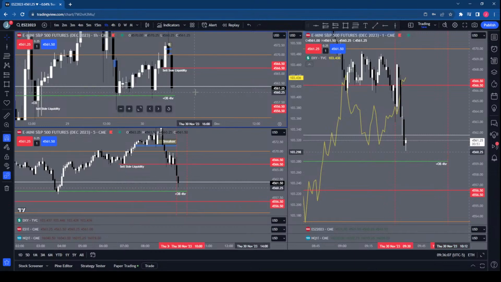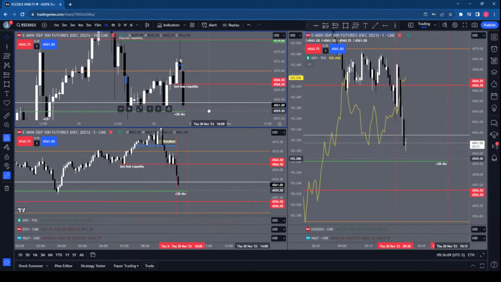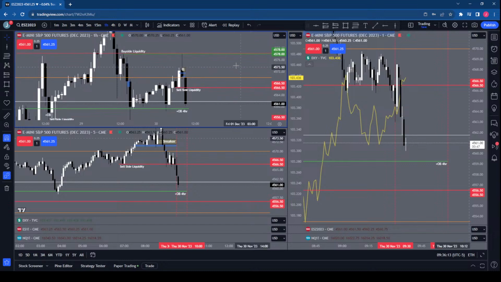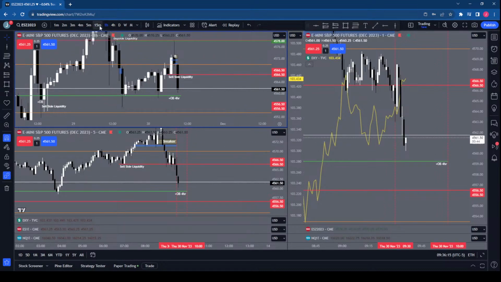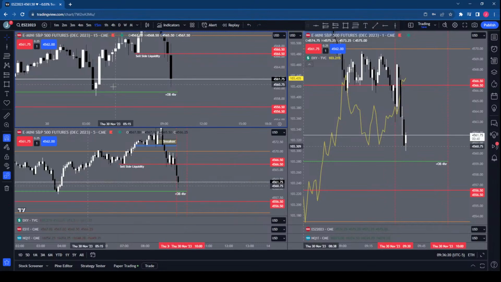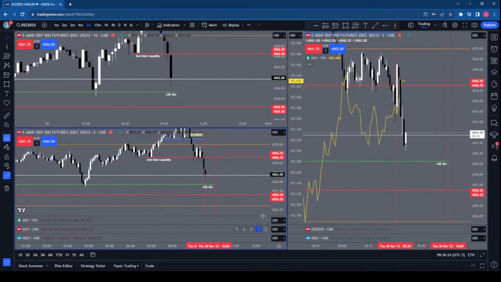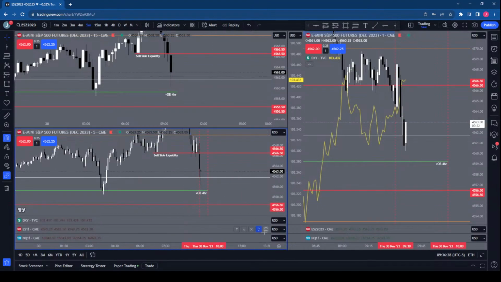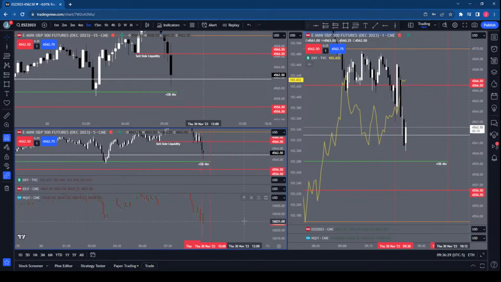But again, we have this hourly candle looking good. 15 minute also looking good. I really want to see us get below this low on ES. Nasdaq did not. You have to be careful here.